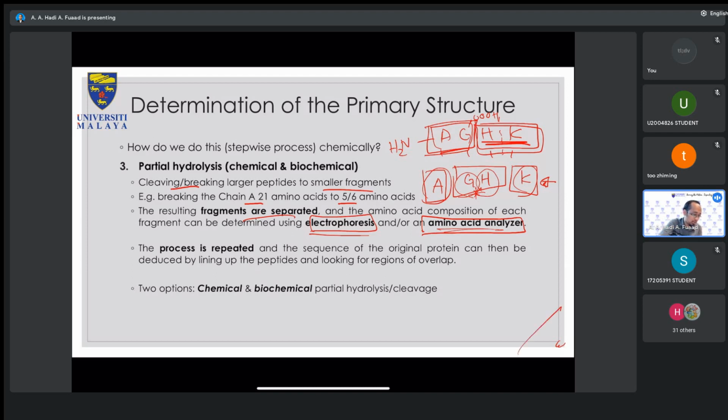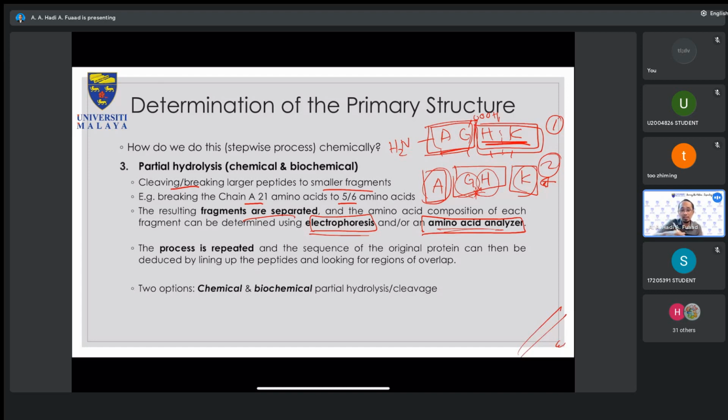I'm just going to finish this and then we will end it here. The process is repeated multiple times because at the end of the day, you are trying to get as many fragments as you can so that you can puzzle up all the information that you have, so that towards the end you will get your original sequence.